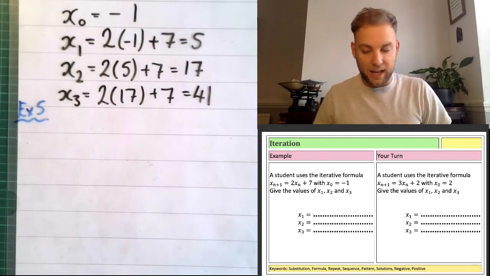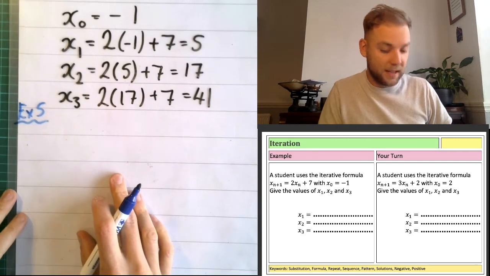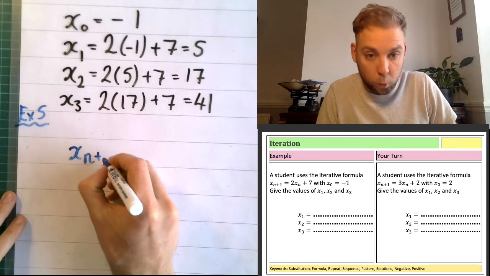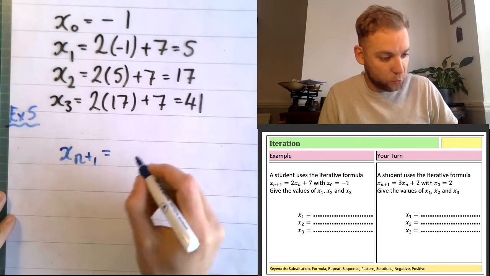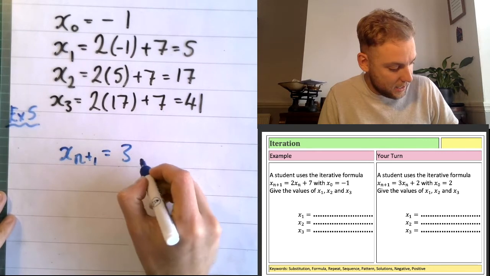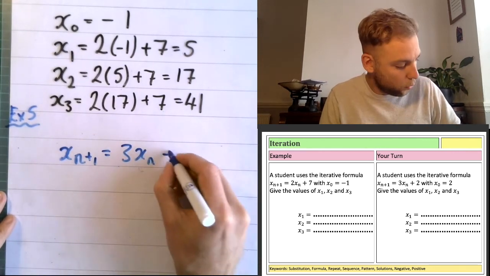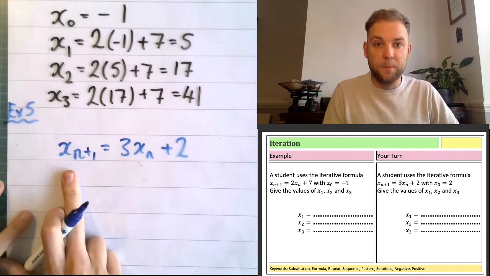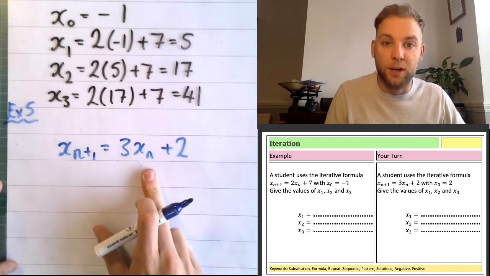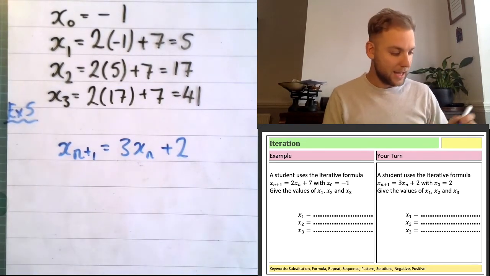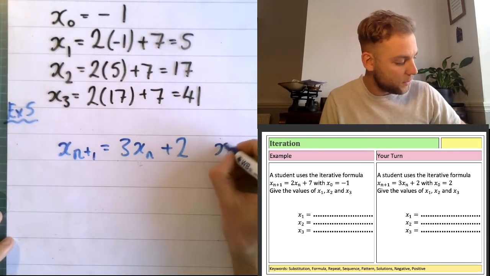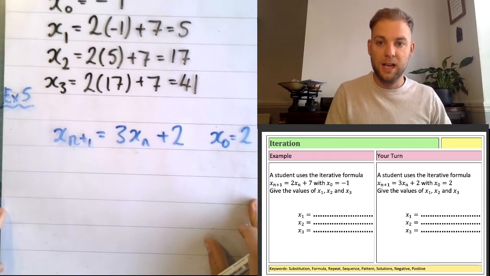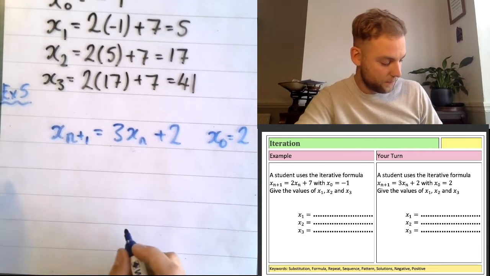Now, this one here gives us the iteration formula, which is x of n plus 1 is equal to 3x of n plus 2. So what this is saying is my next term is equal to 3 times my previous term plus 2. Now it's giving us our first term. It will always give you the first term. In this case, it's equal to 2. So my first term is equal to 2. So let's now work out what each of those are.